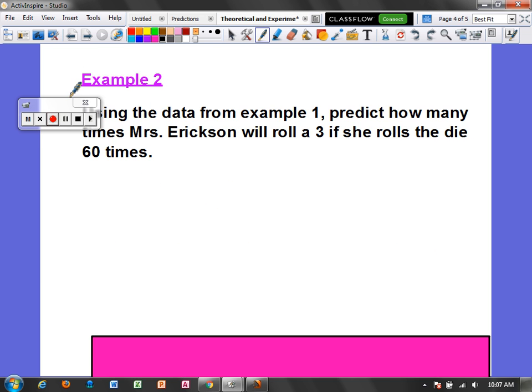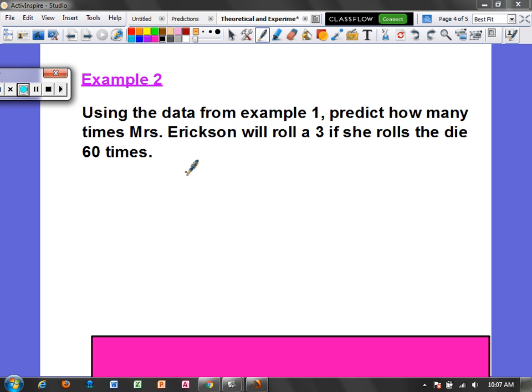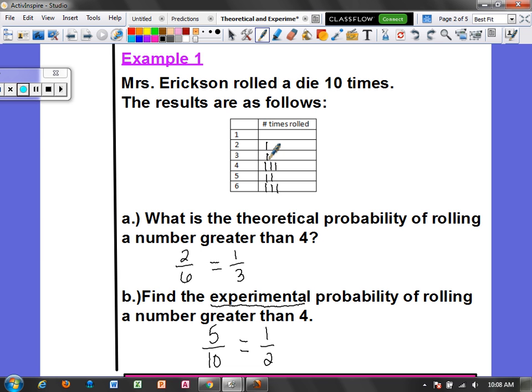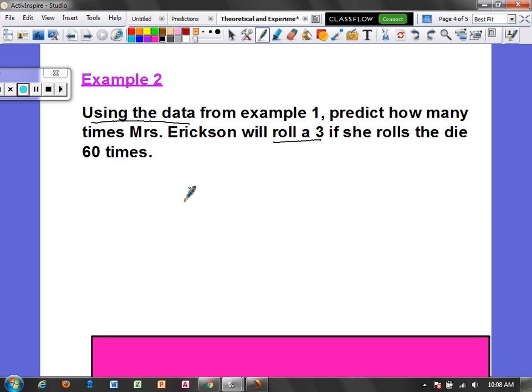So let's take this experiment as an example. So using the data from example 1, predict how many times Mrs. Erickson will roll a 3 if she rolls the die 60 times. All right, so using the data of rolling a 3, let's go back and look at that. So out of 10 times, a 3 was only rolled once. So I'm going to write that down. So how many 3s, number of 3s out of the total number of tries? That was 1 out of 10. So now we want to predict how many 3s we could expect to roll out of 60 total tries.